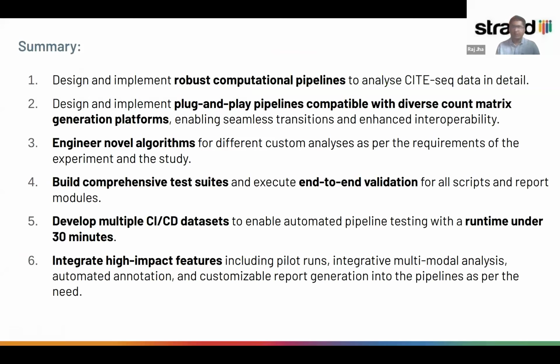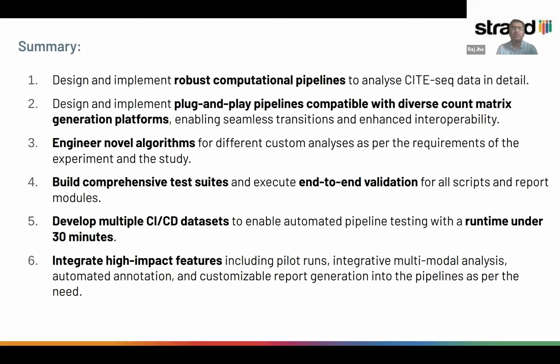So, in summary, we at Strand have the capability to design and implement robust computational pipelines so that we can analyze CITE-seq data in great detail. Right? We can also implement plug and play pipelines that are compatible with diverse count matrix generation platforms that can enable seamless transition and enhance interoperability.